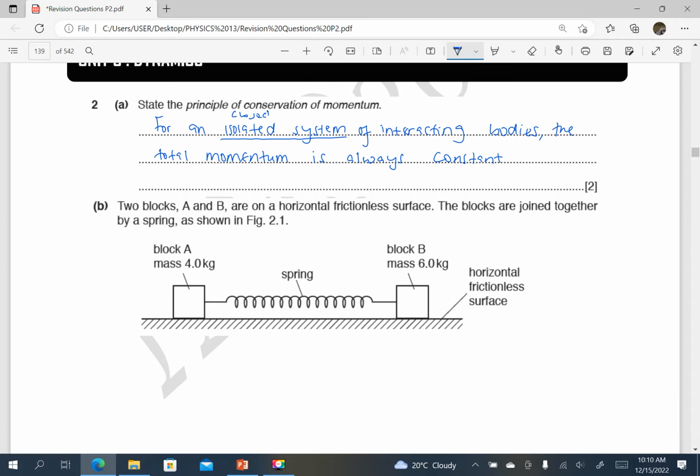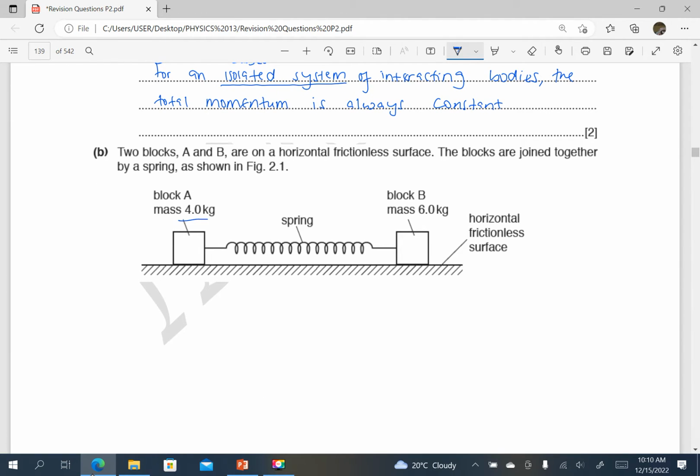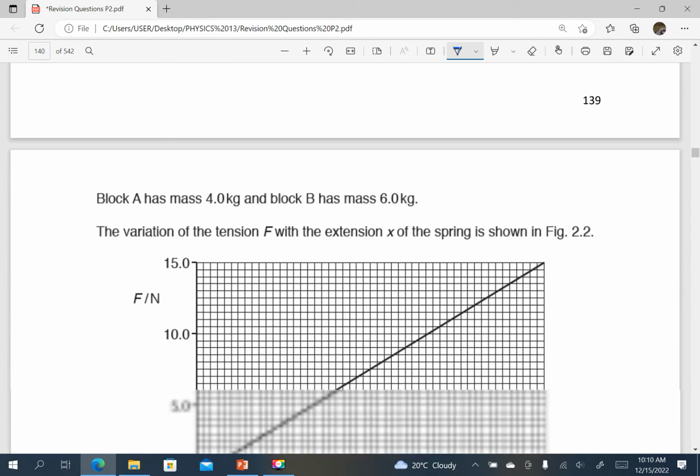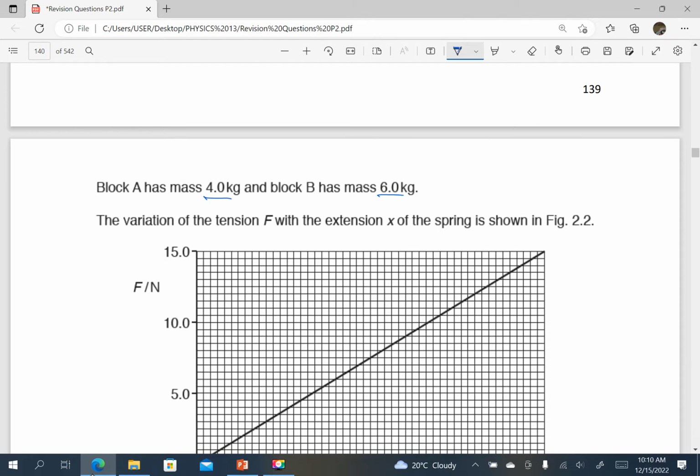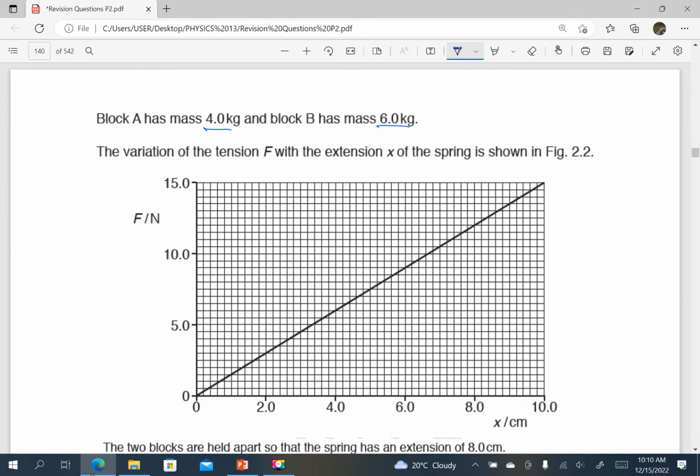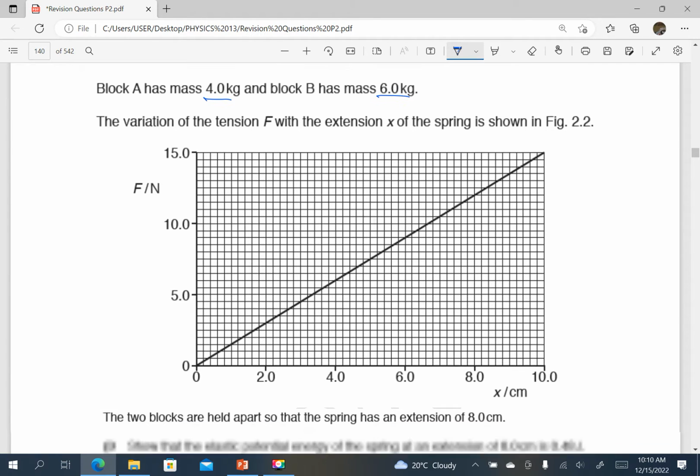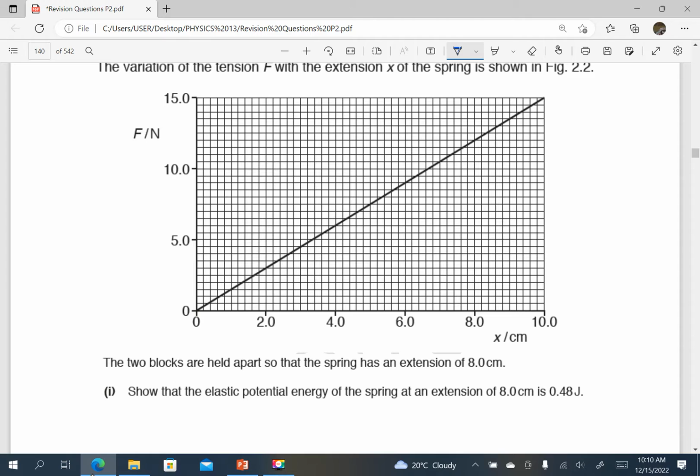Okay. Two blocks A and B are on a horizontal frictionless surface. The blocks are joined together by a spring as shown here. So we see this is having 4.0 kilograms, 6.0 kilograms. They're joined by a spring on a frictionless surface as shown in the diagram. Block A has that mass, block B has that mass. Then the variation of the tension F with the extension X of the spring is shown here. So they have showed us a graph of force and X.